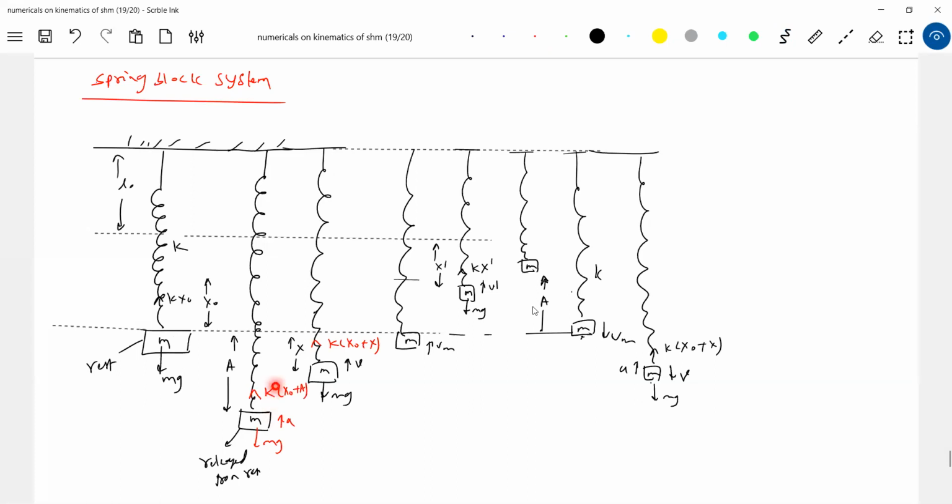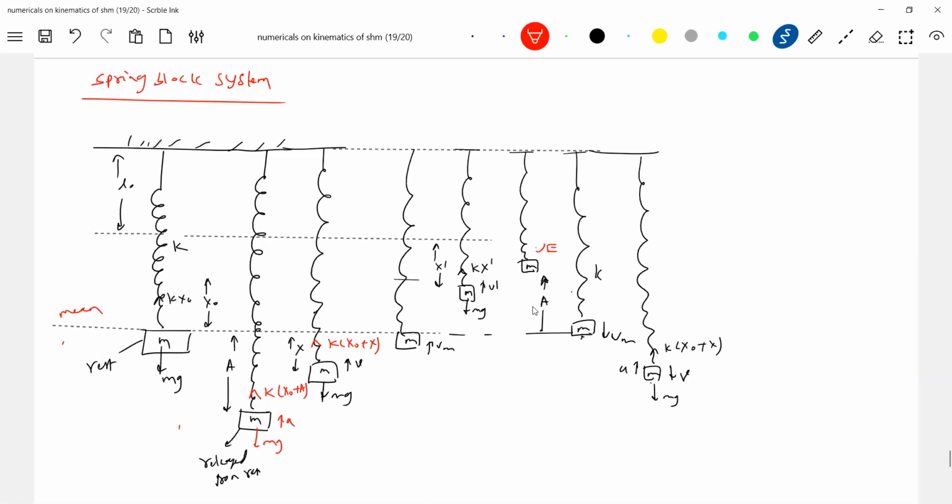Then as it accelerates, speed will increase. Okay, I agree with this one. Then the elastic potential energy decreases, gravitational potential energy decreases, kinetic energy increases. Then it comes to mean position. So this is the mean, you can call it. This is the upper extreme. This is the lower extreme.